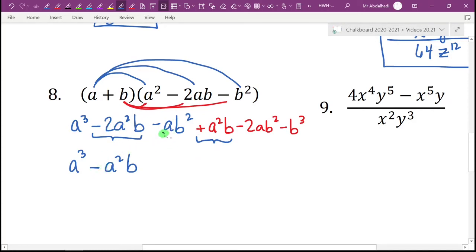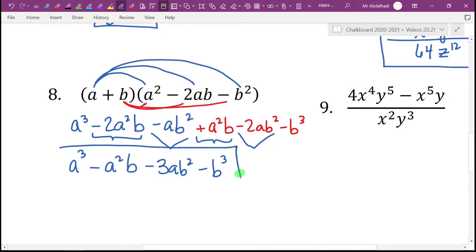How about ab squared? Well, we do have an ab squared right here, and we have another ab squared right here, right? So they're both negative. This one's negative 1, and this one's negative 2, right? So negative 1 of ab squared and another negative 2 of them, that's a total of negative 3 ab squareds. And finally, we have this lonely b cubed on the end, so just bring them down, and now you're done. That was number 8. Number 9.